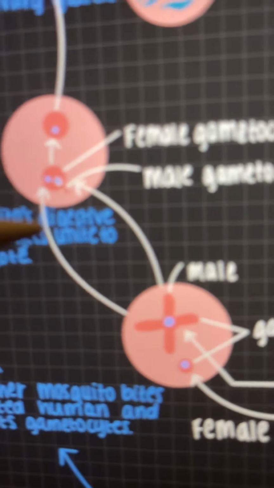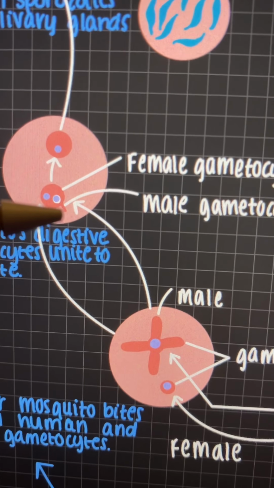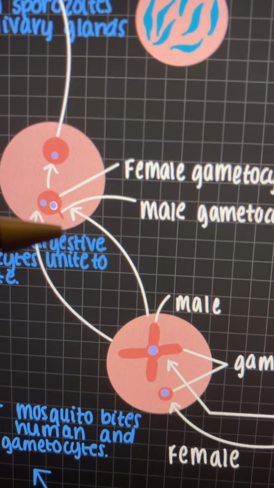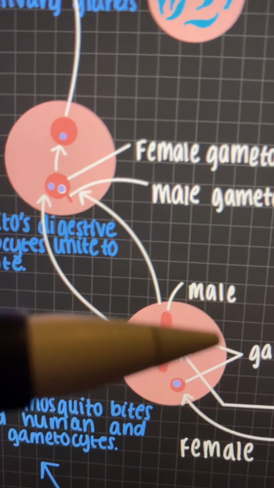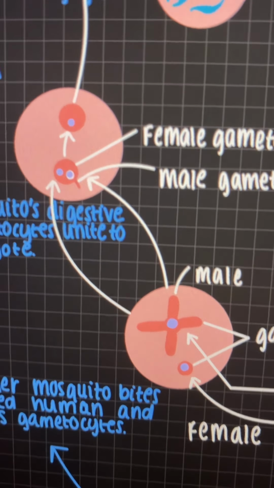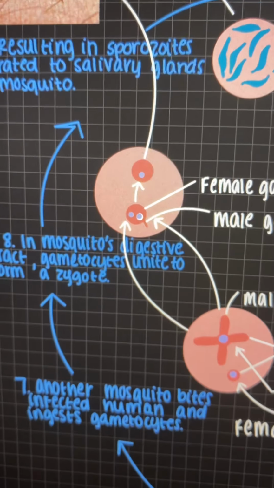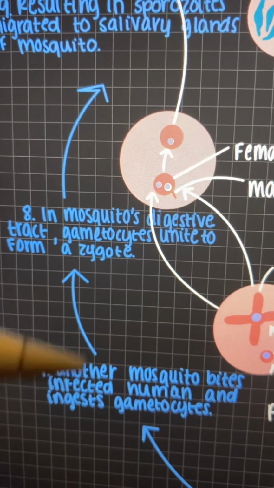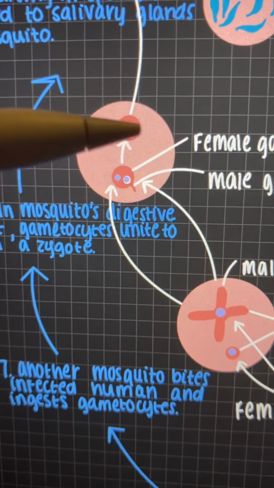Let me focus this again. You have the male gametocyte, that little leg sticking off of the circular female gametocyte. Kind of looks like the leg here, to remember that's the male. So once they are in the mosquito's digestive tract, they come together and form a zygote, which is right here.